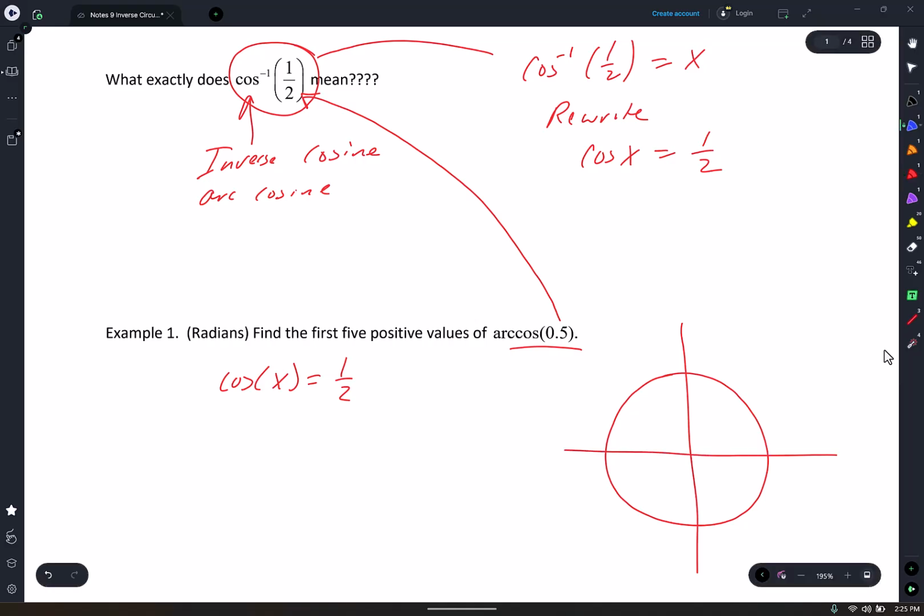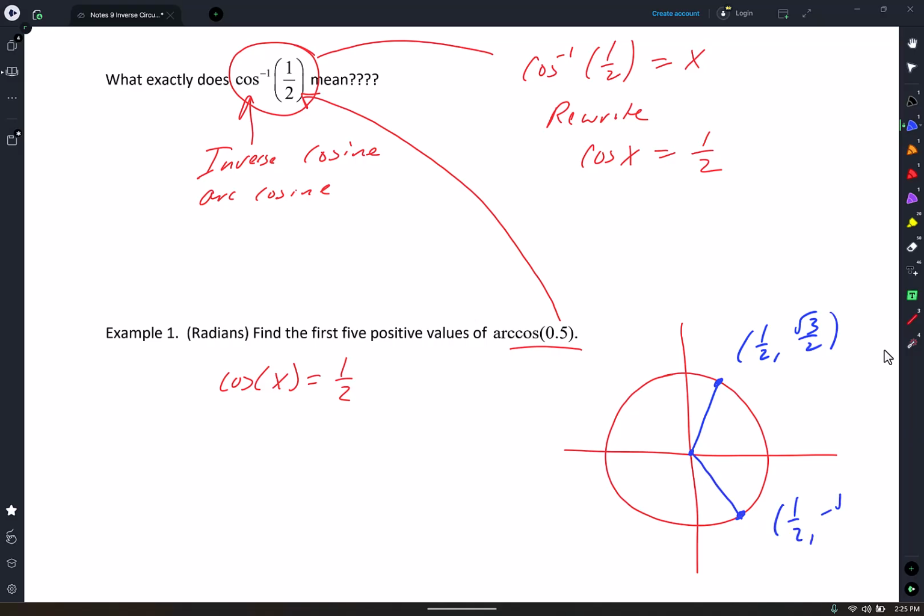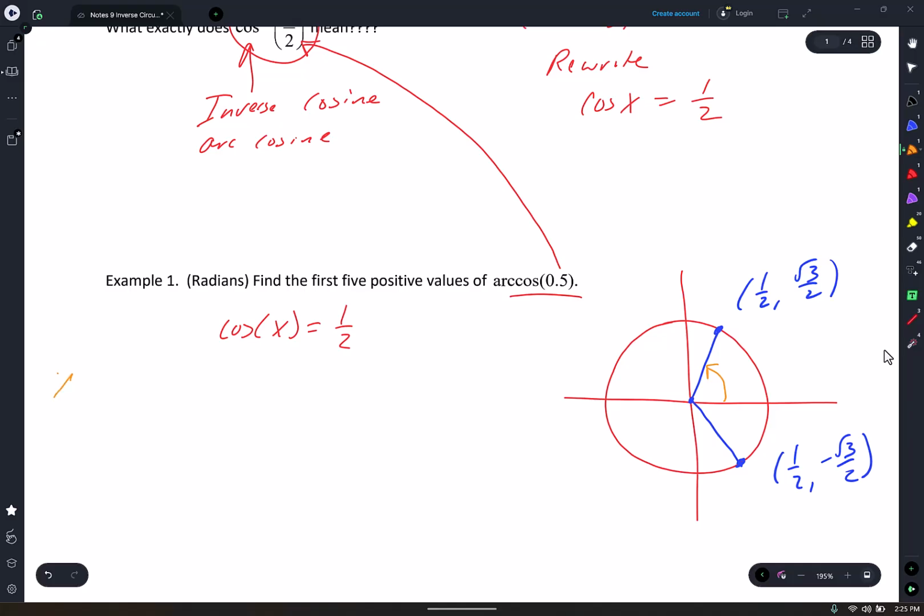On the unit circle, at this coordinate, I have a half. And at this coordinate, I have a half. That's where cosine is a half. Does that make sense? So, what's this first angle that you see right here? What angle is that? No, not pi over 6. Pi over 3. That's my first one.